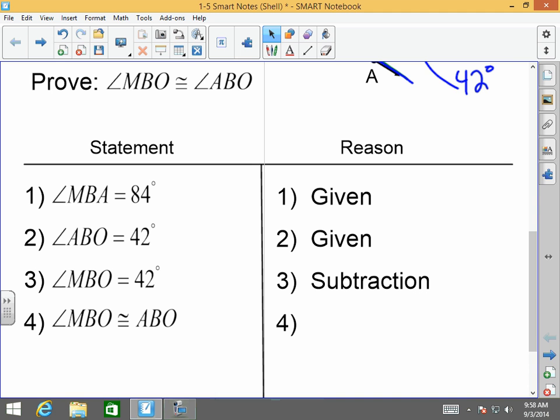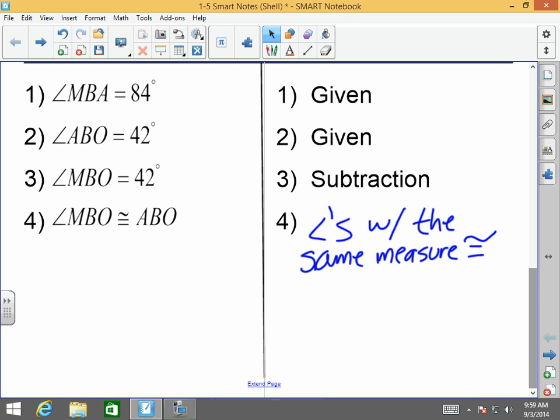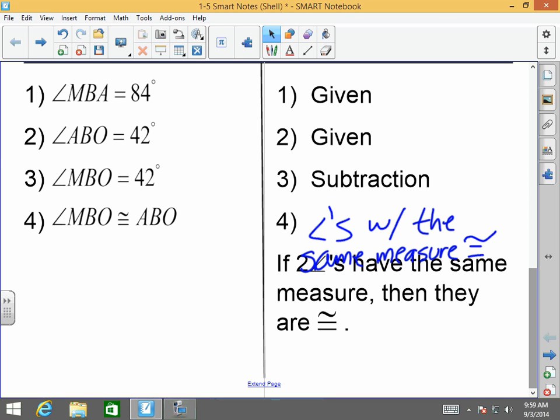Angles with the same measure are congruent. Does that make sense? Two angles that have the same measure are congruent.